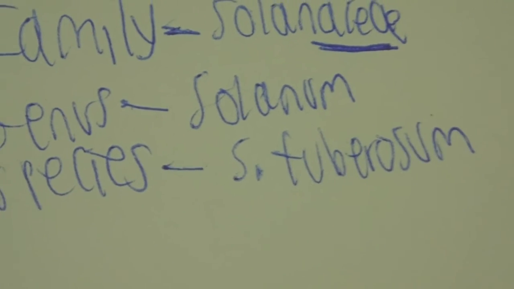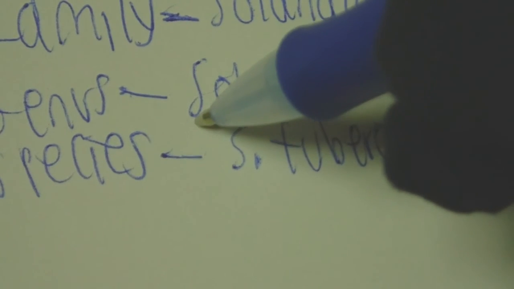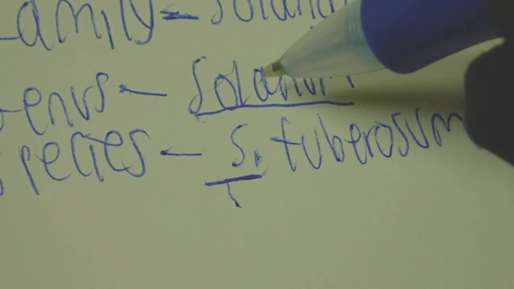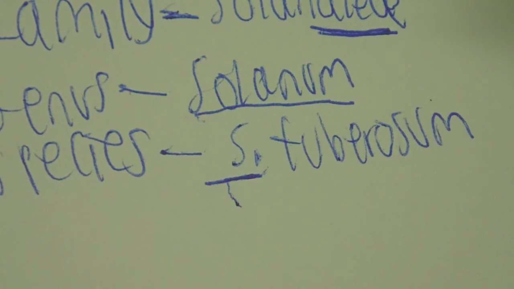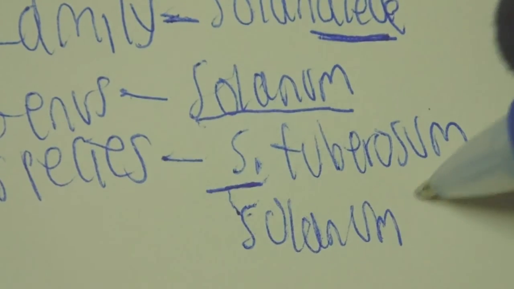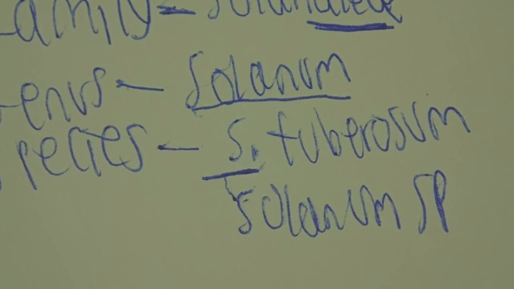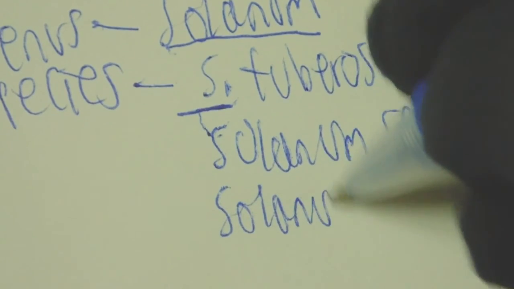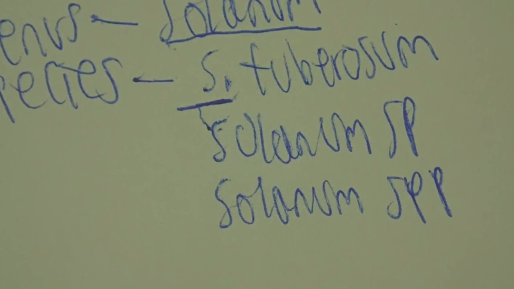Now, if you have the genus already identified here, you can abbreviate it to the first letter and a dot. If you do not have it already specified, you need to write the entire thing out, because otherwise it will be quite confusing if 2 genera start with the same letter. So, if you have an unknown species, you can write Solanum sp., and if you are referring to more than one species, you can write Solanum spp. for species pluralis.